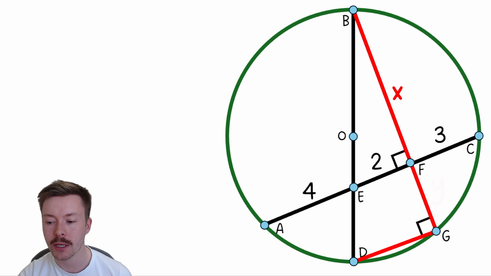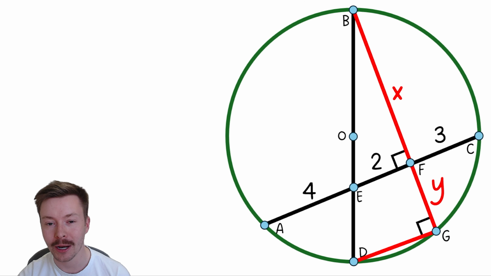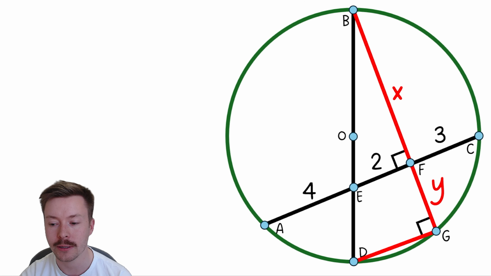Okay, now the next thing that I wanted to do is label F to G y, and you'll see why in a little bit, but I'm going to label that for the moment because that will be useful. I want to try and work that length out, F to G, because then I know a method which we will get to later on, which will help me to work out x.